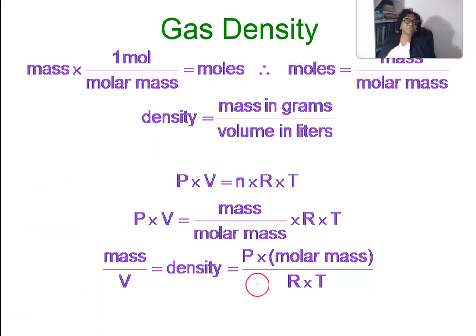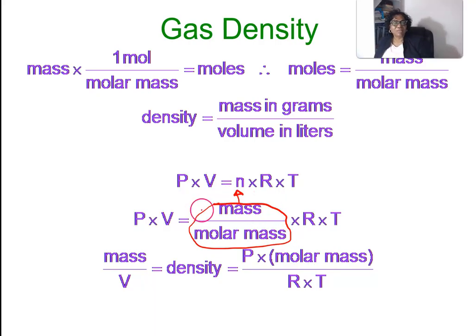So that's what I'm trying to show you. This N is substituted here. This is N. Then you rearrange it. Take the V, bring it this way. Take RT, bring this way. You get this, which is density. So density equals pressure times molar mass over gas constant times temperature.